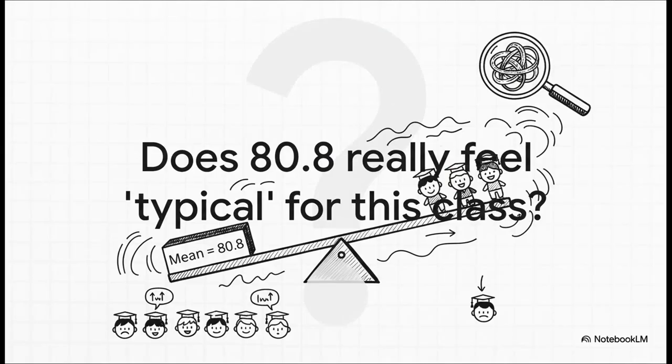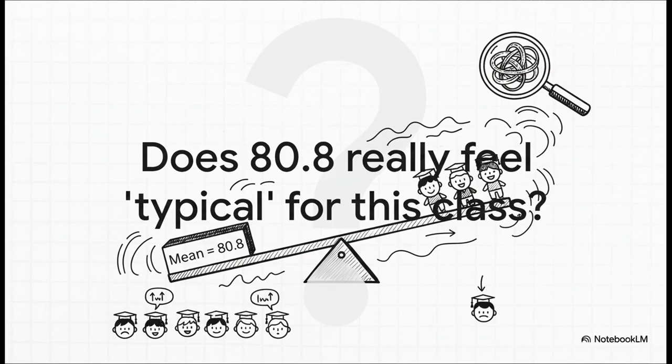This is where we have to stop and put on our analyst hats. I mean, really think about it. Does 80.8 feel typical for this class? Look at the scores. 9 of the 10 students scored an 82 or higher, and yet our average is now below that. It just doesn't feel right. It doesn't feel honest. Clearly, the mean isn't the right tool for this job.